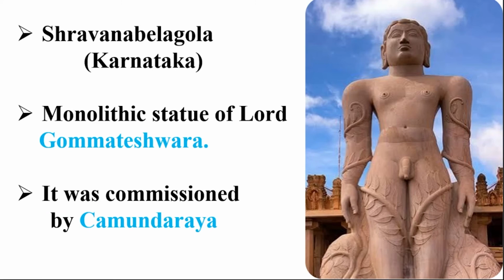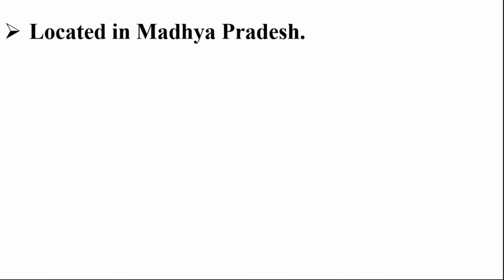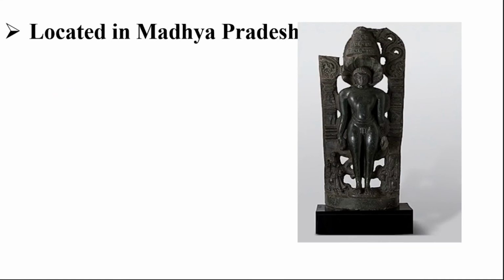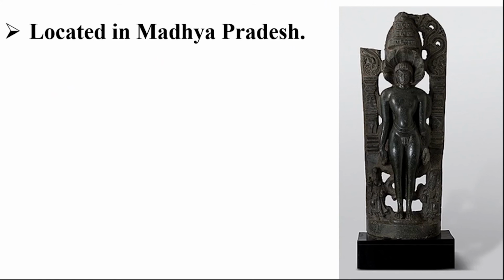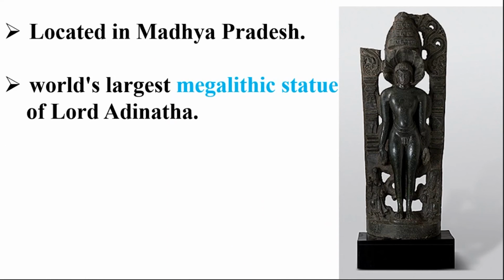This is the image of Gommateshwara. It was commissioned by Chamundaraya, who was a prime minister of the Ganga king of Mysore. Next our example is Bawangaja. It is located in Madhya Pradesh. It has the world's largest statue of Lord Adinath. The idol of Rishabhadeva is made in brown stone in Kayotsarga posture.